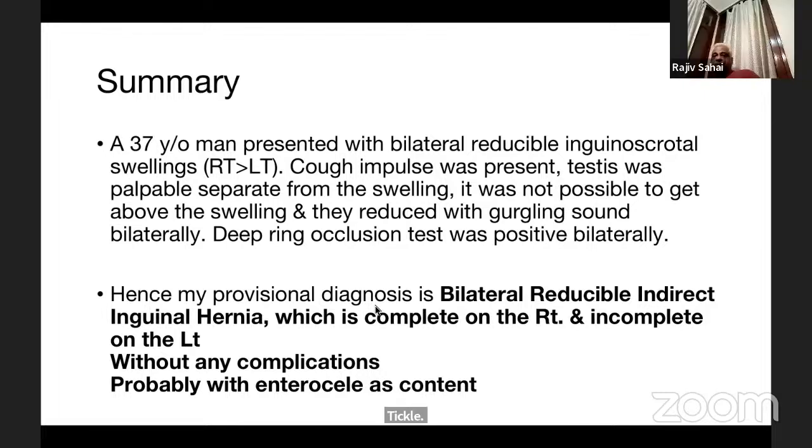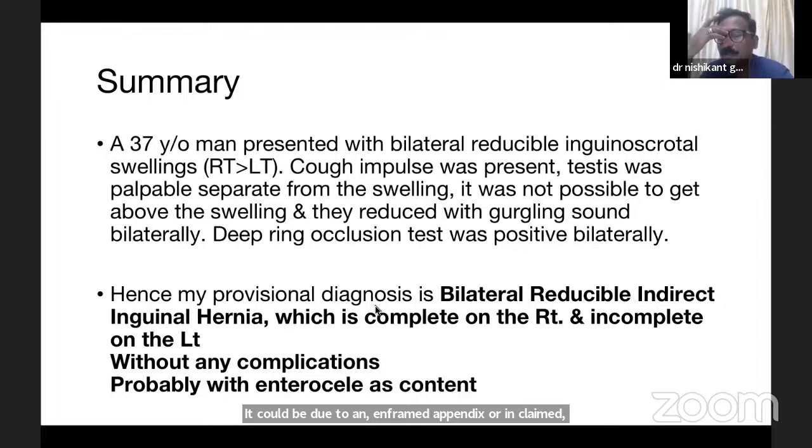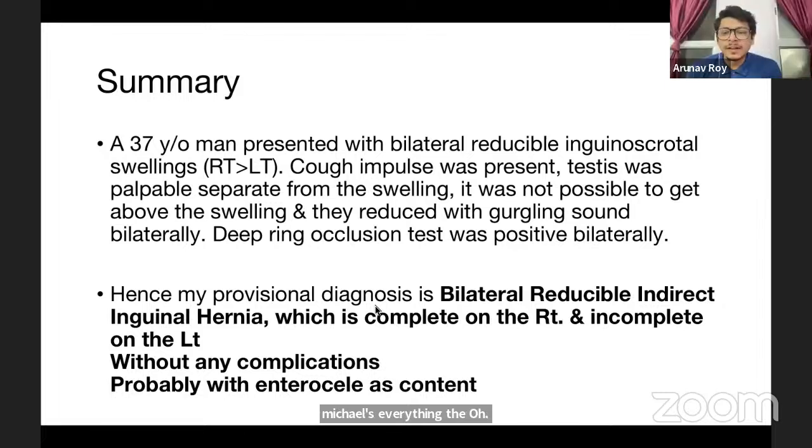Very good. Then what is an inflamed hernia? An inflamed hernia is a hernia in which the contents are inflamed. It could be due to any cause. It could be due to an inflamed appendix or an inflamed Meckel's within the hernial sac, sir. If the content is appendix, the hernia is called as? If the content is appendix, sir, it is known as Maidel's hernia, sir.